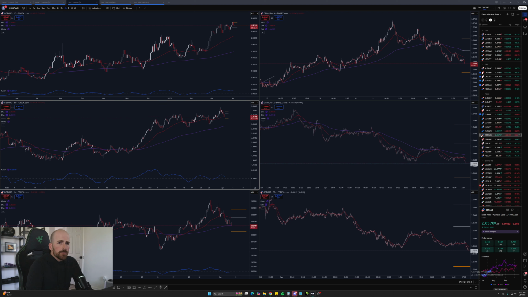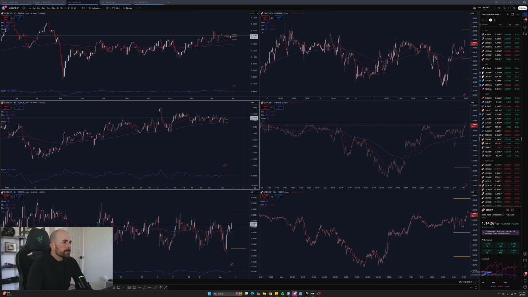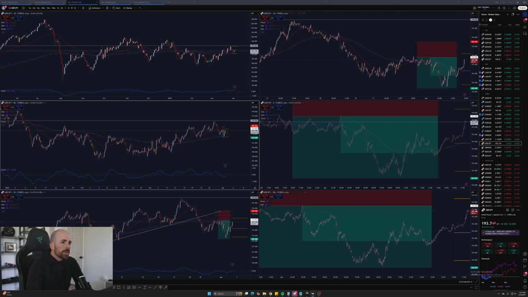Pound Aussie is something I've been watching for a week or so now. There's been a number of different trades on this. There's a trade here, trade here. It's been a lot. It's been a pretty solid pair to trade over the past week or so. Hell, maybe even 2 weeks.